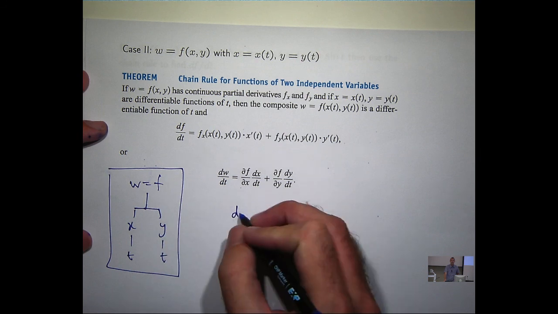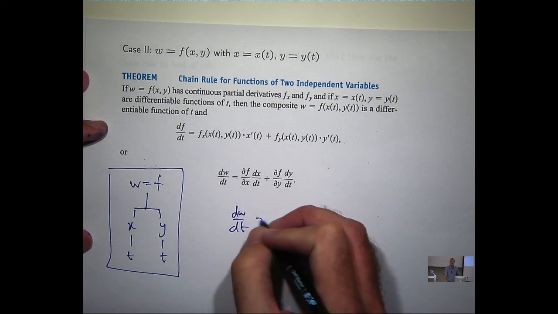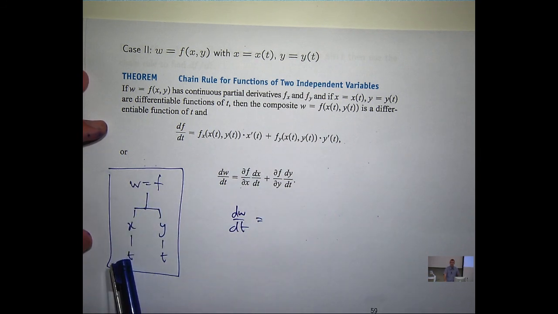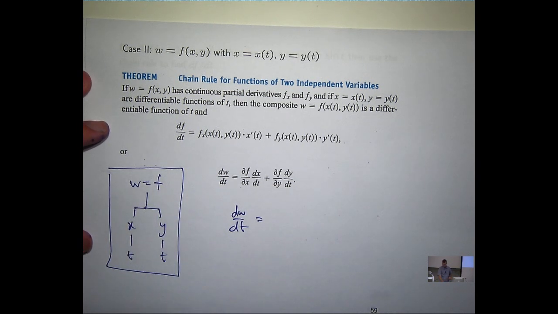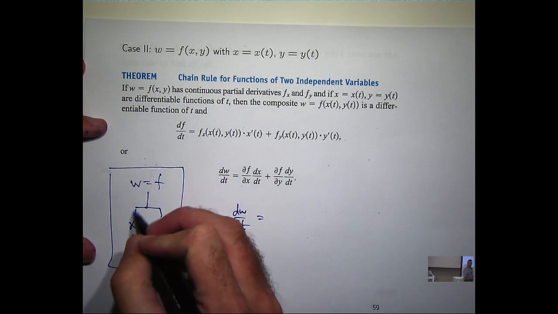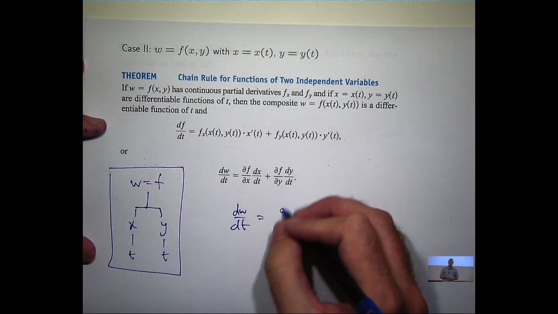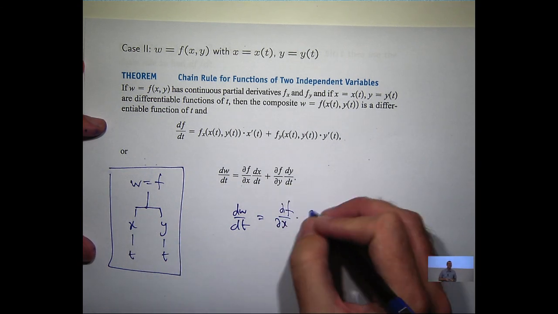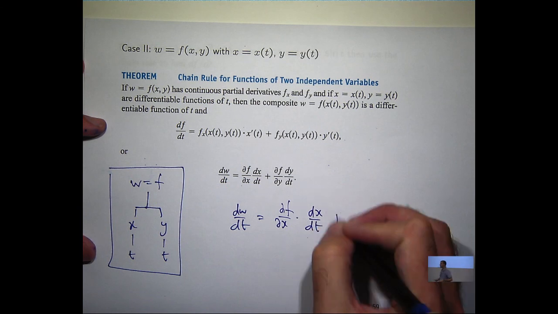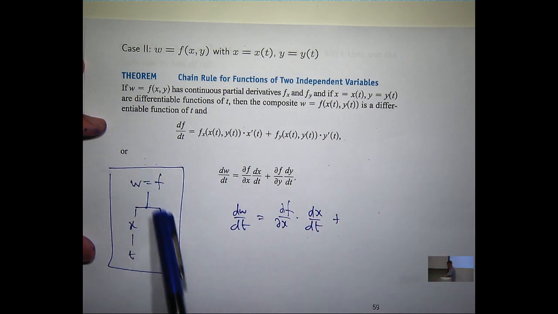All right, so let's look at it. I can go down this path, or the left-hand path, or I can go down the right-hand path. When I move from letter to letter, I form a derivative. So df dx times dx dt, plus the other part, df dy times dy dt.